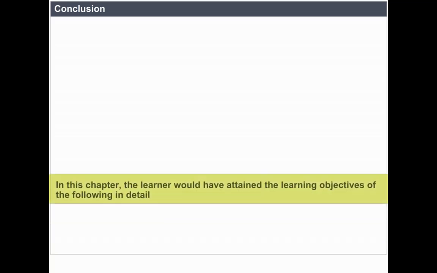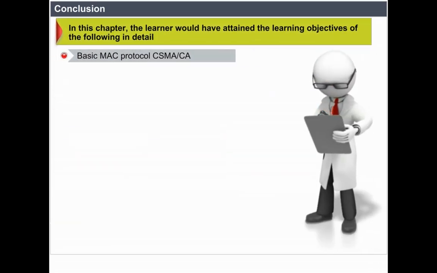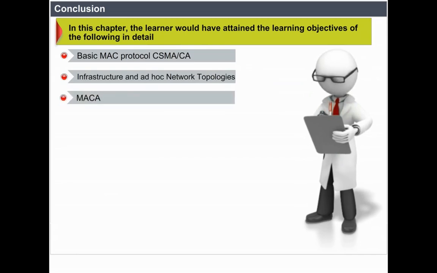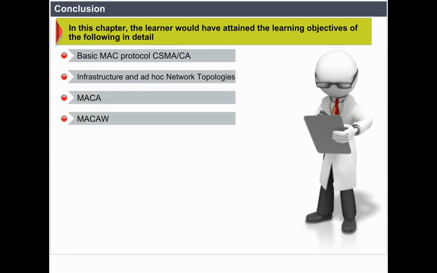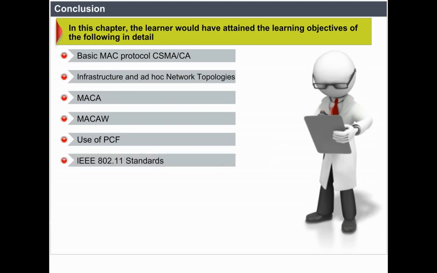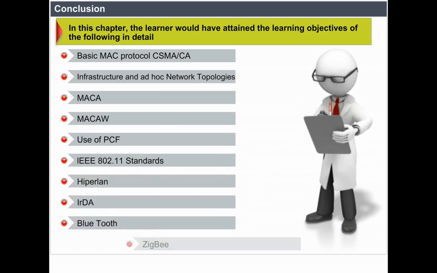Conclusion. In this chapter, we have covered the following in detail. Basic MAC protocol CSMA CA. Infrastructure and ad hoc network topologies. MACA, MACAW. Use of PCF. IEEE 802.11 standards. HiperLAN. IrDA. Bluetooth. ZigBee.